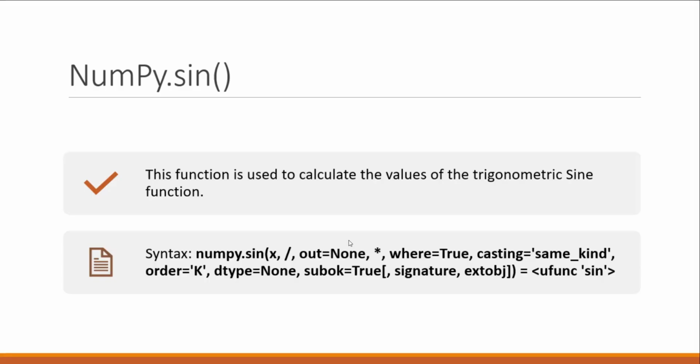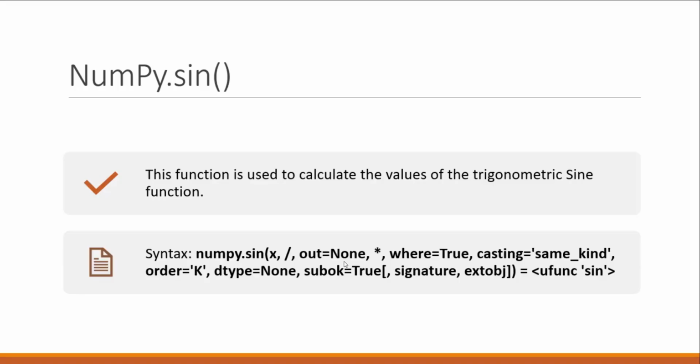It specifies the location where the result is stored, and the next parameter is where. It is an optional parameter and it will check the condition. If the value is true, then the universal function is calculated at that position. Our last parameter is order. It specifies the memory layout of the copy. By default it takes the K value, which means the layout of the input array is matched as closely as possible.